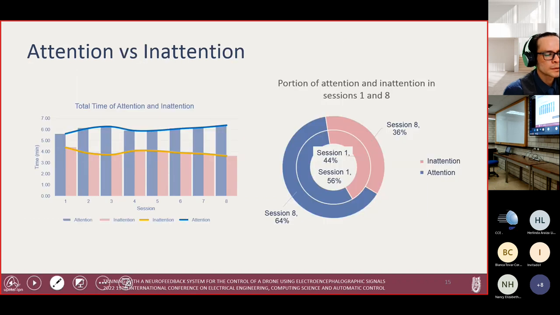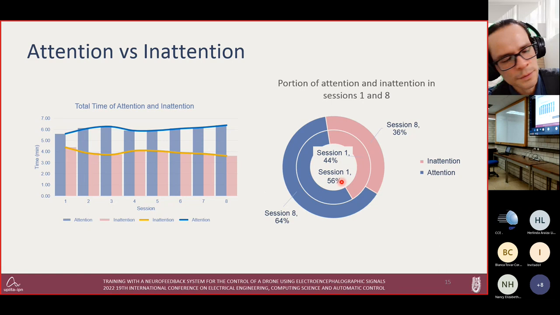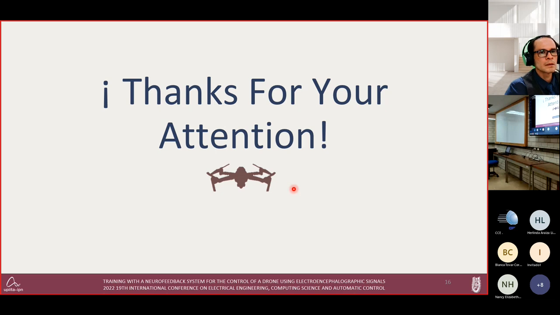Then we have the overall analysis with the total time of attention or inattention, and we compare this. In the first session we have more or less 50-50. But for the final session, we realize that we have an increase in the total attention, from 50 minutes, they grow up to 6 minutes in total. So the inattention time was decreasing by just 3 minutes, more or less. That's all for my presentation, and thank you for your attention.